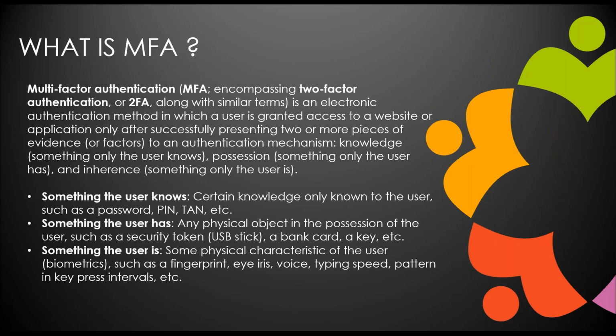Knowledge, something that the user knows, like a password or a PIN. Possession, something that only the user has, and it's typically an authenticator, like Google Authenticator, that you have on your phone, or a token generator like the one that the banks used until a few years ago. And inherence, something that the user is, I mean, a physical characteristic like a fingerprint, the eye scanner, and stuff like that.